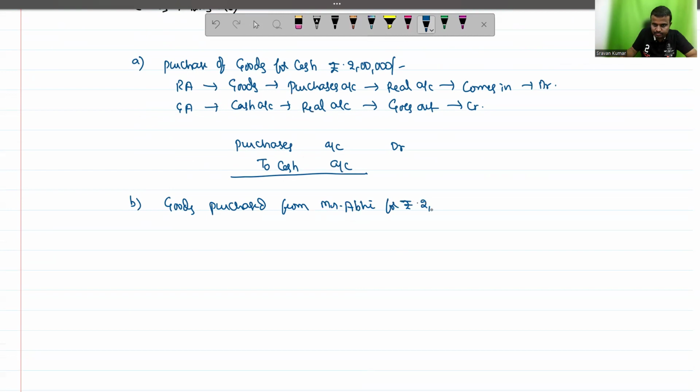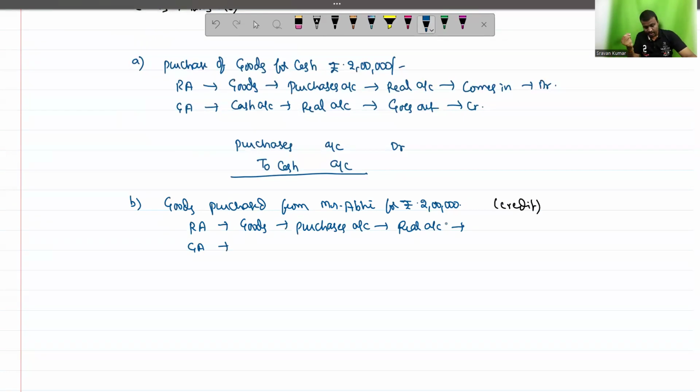Mr. Abhi for rupees 2 lakh. And here, first of all, this transaction is a credit transaction because nowhere they mentioned for cash, only the person's name was mentioned. So here, what is the receiving aspect and what is the giving aspect? Actually, the receiving aspect is nothing but goods. If the goods are purchased by the business, we have to use the word purchases account. So goods is a real account.